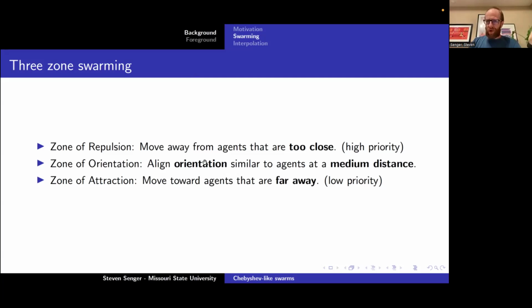So what really excites me about this is this orientation zone. When I got into this project, I heard about the zone of repulsion. I heard about the zone of attraction. That made sense: don't bump into each other, but also kind of stay in a group. But the zone of orientation I thought was really interesting.